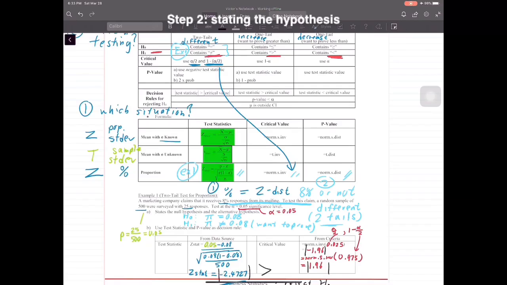Step 2 is stating the null hypothesis and alternative hypothesis. And when we state the null hypothesis and alternative hypothesis, we start with the H1. H1 is what we want to prove. We want to prove whether it is 8% or not. We want to prove whether the population proportion, pi, equals 8% or not. That's what we want to prove. We want to prove that it is different than 8%. So that's why we have H1, the population proportion, pi, does not equal 8%.